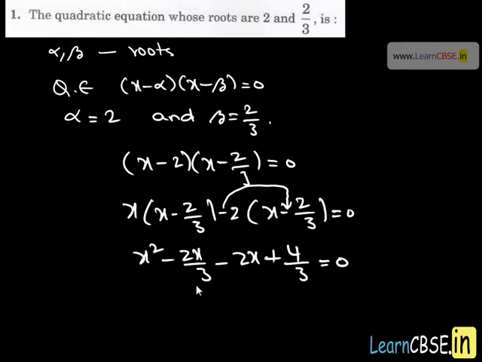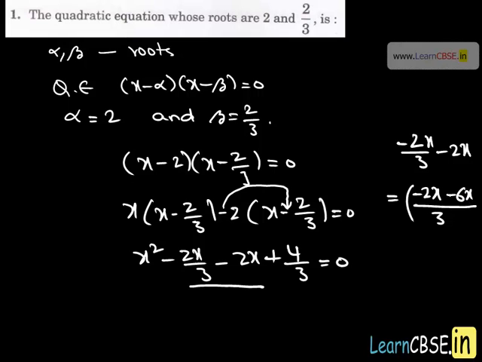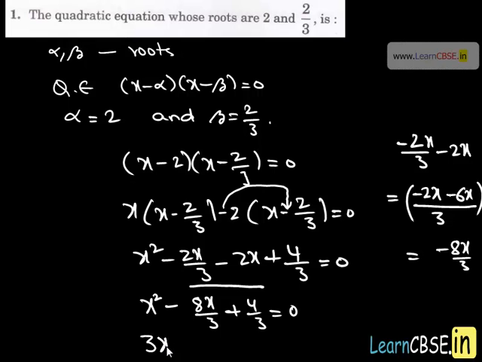To get the quadratic equation, we simplify it further by adding the like terms. Here negative 2 upon 3 x and negative 2x are like terms. To add these terms, we add their coefficients. LCM of these two terms is 3, and we have negative 2x and negative 6x, that is equal to negative 8x upon 3. At last we have the equation as x square minus 8x upon 3 plus 4 upon 3. We multiply both sides of this equation with 3, then we have the equation as 3x square minus 8x plus 4 is equal to 0.